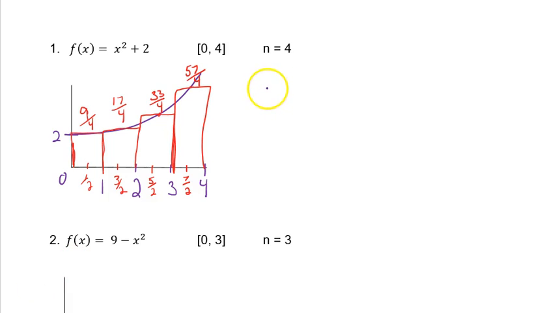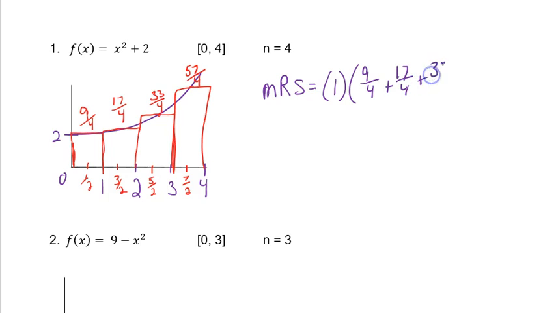And then we will just calculate what our midpoint rectangle sum is. The base of all of those is 1, and I can factor it out like a GCF and then just add all the heights. So I'm going to add 9/4, 17/4, 33/4, and 57/4, which is a little bit easier to look at, and that ends up to be 29.